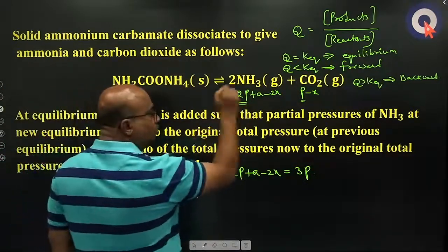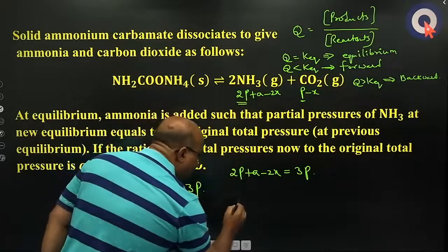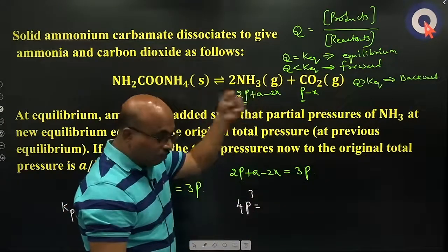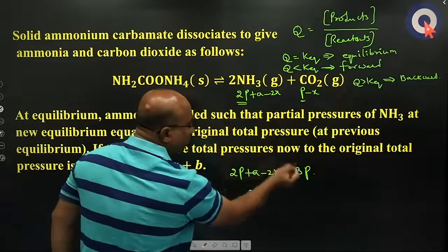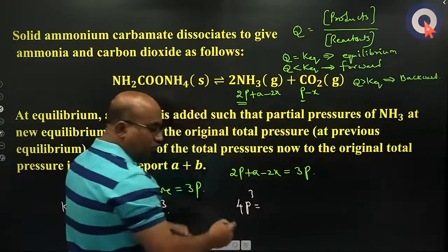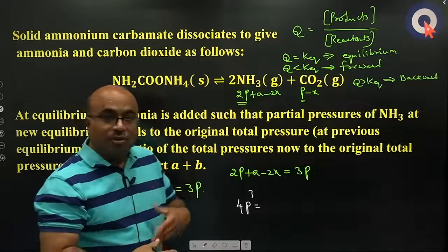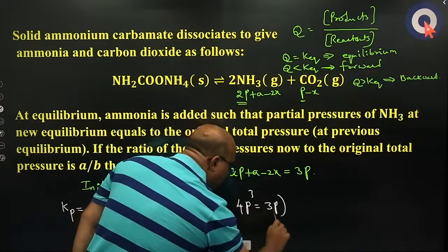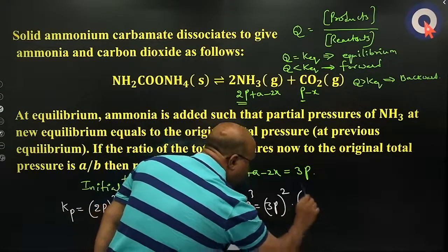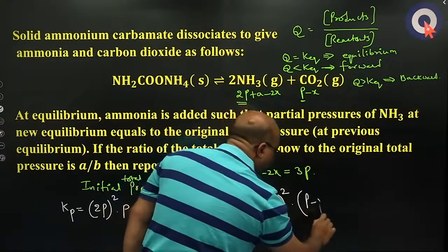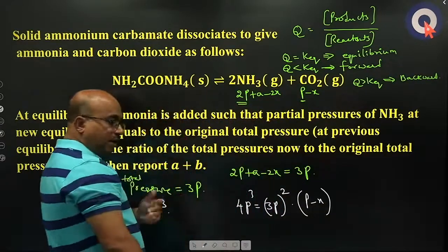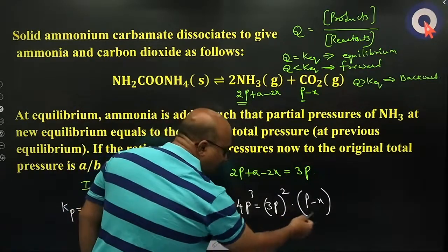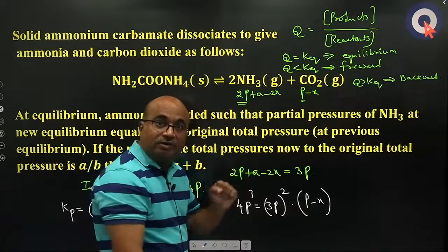So at the new situation, Kp, that is 4p cube, should be equal to the partial pressure of ammonia squared. We are saying it is 3p in total, because there are so many variables and it is difficult to obtain all of them. So this is now 3p whole to the power of 2 into the partial pressure of carbon dioxide, that is p minus x. So we will get the p minus x value simply, or you can say the partial pressure of carbon dioxide.